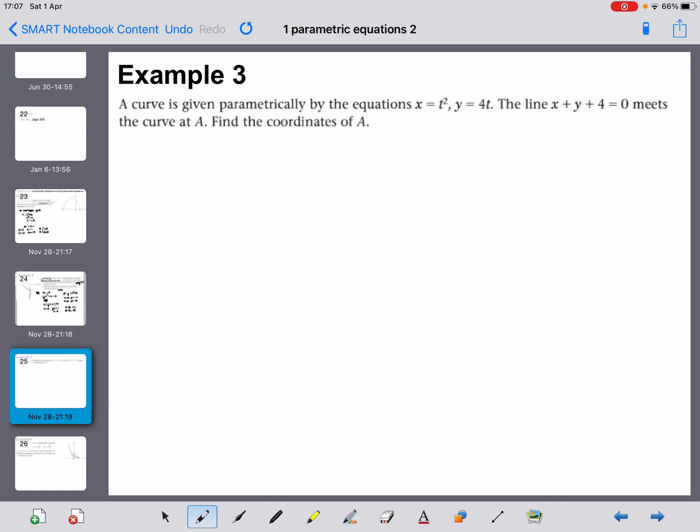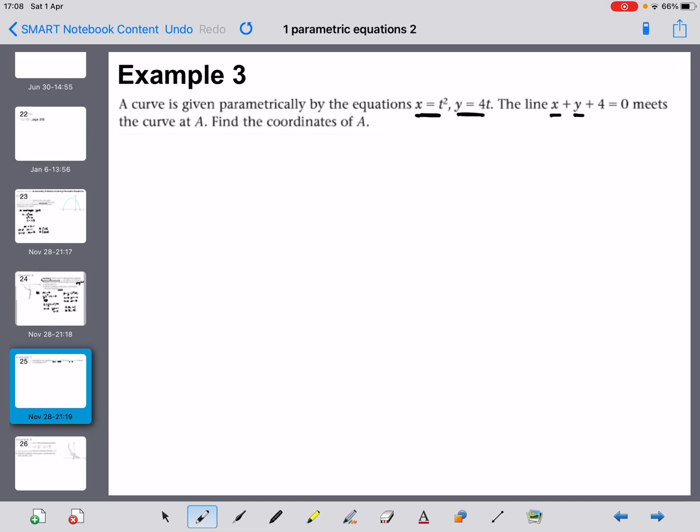Okay, again, if we wanted to, we could find the Cartesian equation of the parametric curve and then use that with the line, but we don't need to. What I'm going to do here is substitute my parametric equations into the line. Just in the same way that when you're solving Cartesian simultaneous equations, you would substitute one into the other, I'm going to substitute my parametric equations into the line.